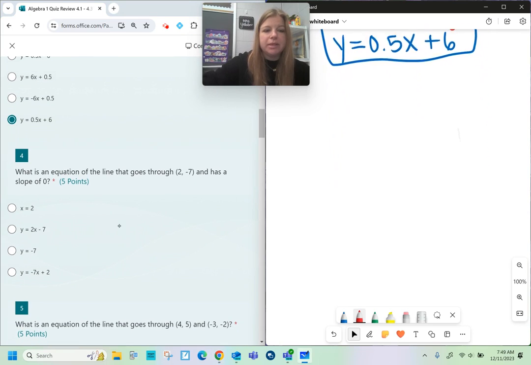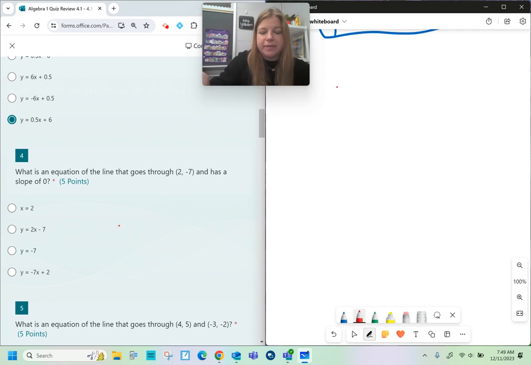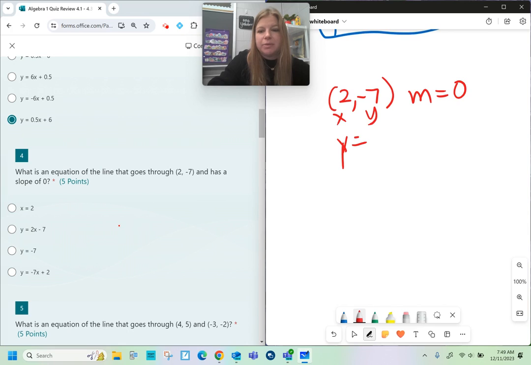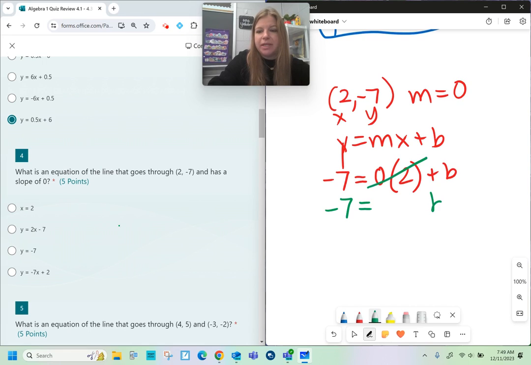Number 4, what is an equation of a line that goes through 2, -7 and has a slope of 0? Okay, so I have my x and y, and I'm going to do the same thing. This one's also going to have a special situation. I'm going to plug in my -7 is my y, my 0 is my m, times 2 plus b. 0 times anything is just 0. So then this is really just -7 equals b.